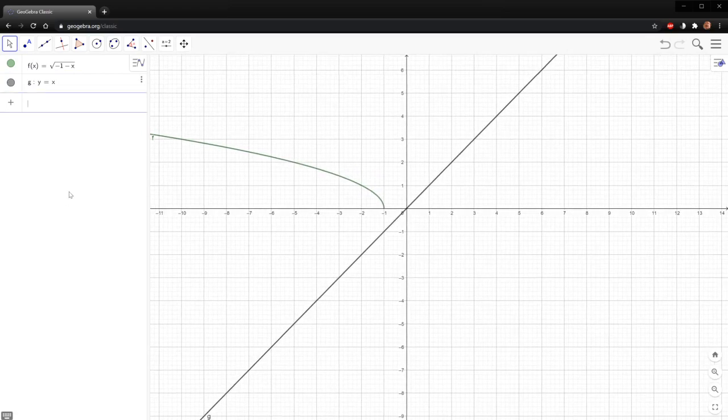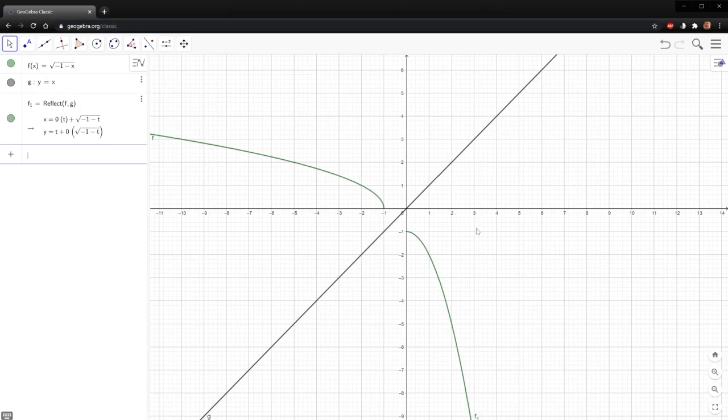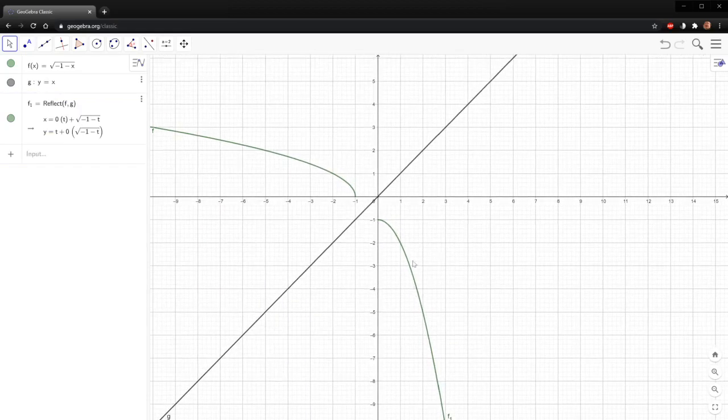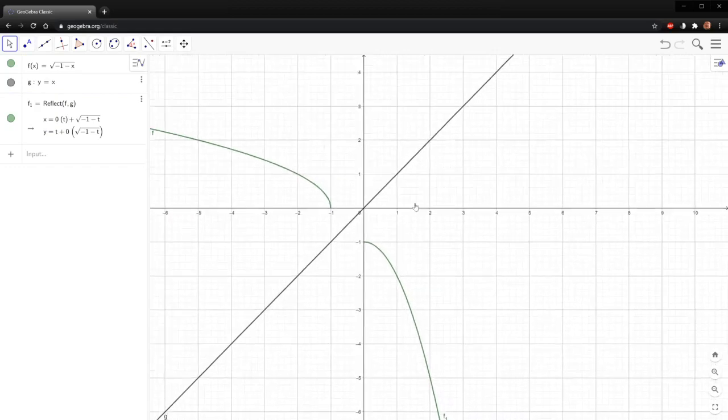Here's all you need to do. Just type reflect, and then the object that you want to reflect, which GeoGebra called f, comma, and then the line that you want to reflect it about. GeoGebra is calling this line g. So reflect the curve f about the line g. And there you go. We got this. So this is the graph of the inverse function.